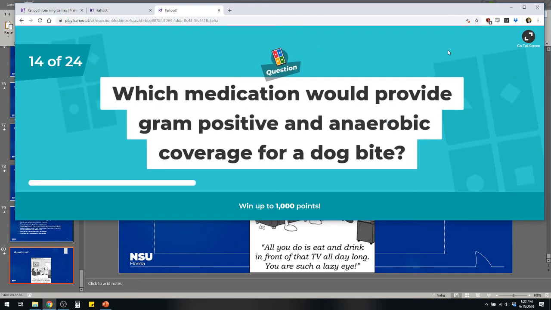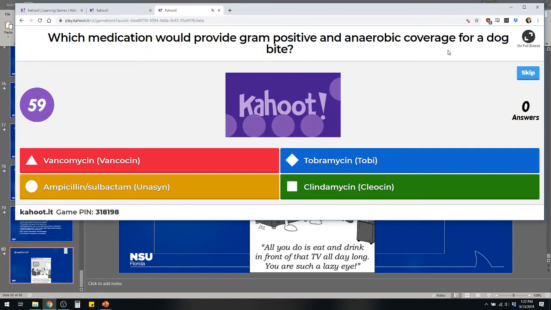All right, which medication would provide gram-positive and anaerobic coverage for a dog bite? Hopefully I didn't give it away. Yeah. Vancomycin, tobramycin, ampicillin-sulbactam, or clindamycin?